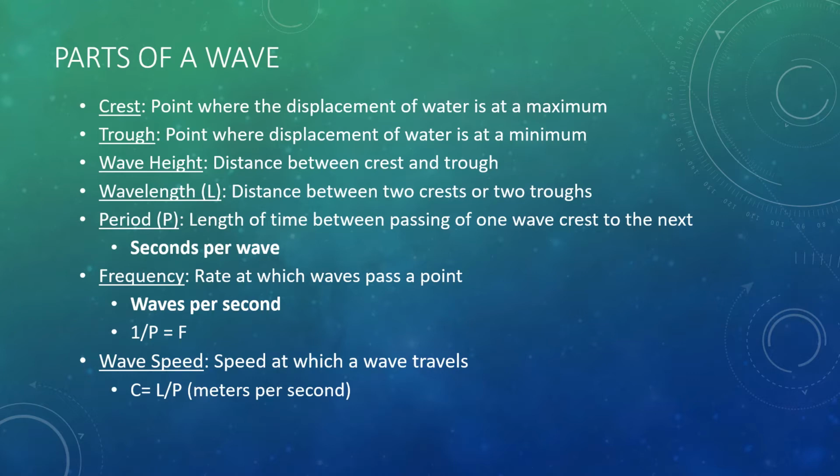The period of a wave is the length of time between the passing of one wave crest to the next, usually measured in seconds per wave. The frequency can be calculated as the number of waves per second and measures the rate at which waves pass a point. We can calculate wave speed by taking the wavelength over the period to determine how fast a wave is traveling.